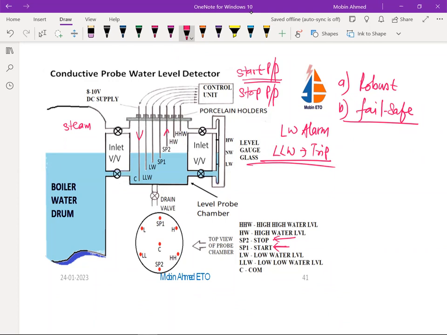Whereas HW and HHW, this is going to work in the opposite way. So when the level rises up to here, the current will start flowing in this. And if the level has risen up to this electrode, the current is again going to flow in this. When the current flows in the HW and HHW, in this case the alarm will come. And again, in this case, it is going to trip.